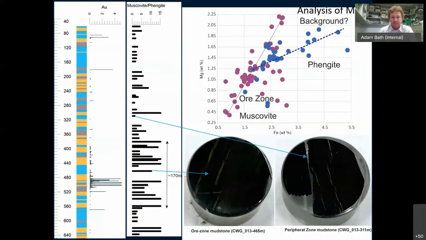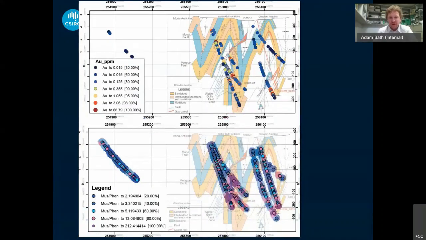So, if we put that onto the zoning, we can see that these purple zones here are where essentially that muscovite to phengite ratio is much higher. It lights up the ore zones quite well. It's not as well developed in Chewton, but Wattle Gully is a far better deposit.